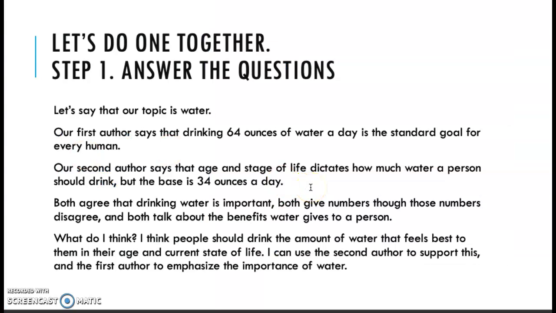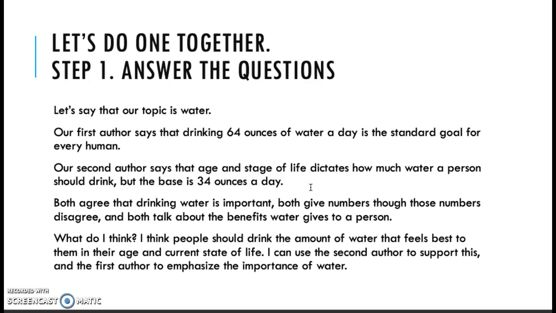So we're going to do one together. Step 1, we're going to answer the questions just like we talked about in the last slide. So let's say that our topic and issue is water. Our first author says that drinking 64 ounces of water a day is the standard goal for every human. Now, our second author says that age and stage of life really should dictate how much water a person should drink, but there is a base starting point of 34 ounces a day.